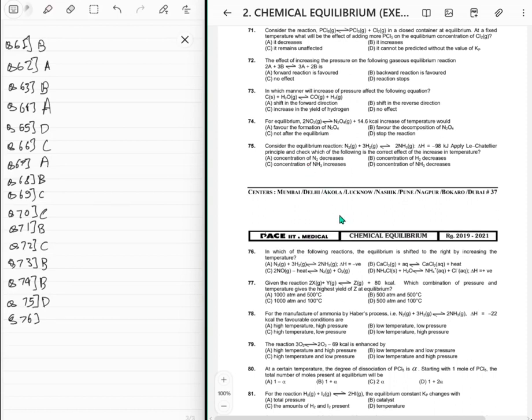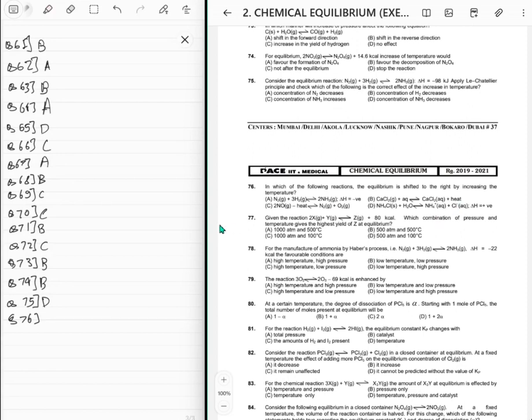Which of the following reactions has the equilibrium shifted to the right by increasing the temperature? Okay, so its delta H is negative, exothermic. So you want an endothermic reaction. Over here too, this is exothermic because you have to take energy away from the reactants. B is still exothermic and D is endothermic because delta H is positive. So D will work.